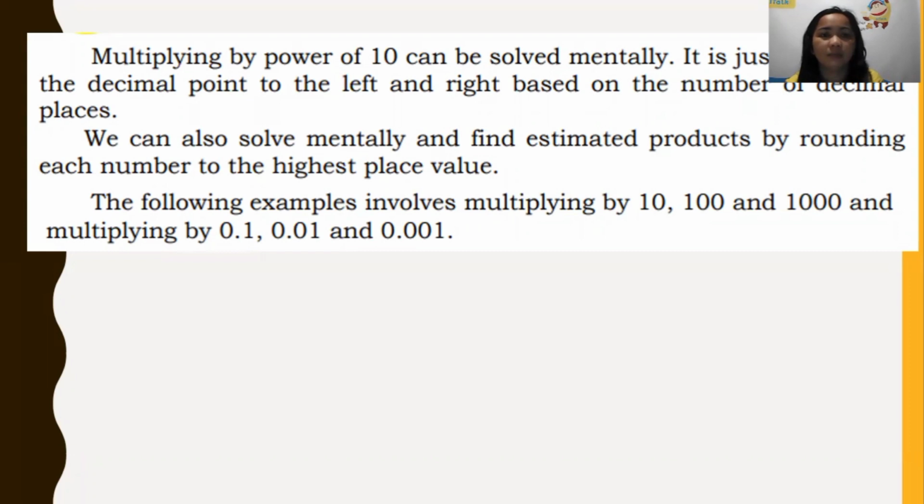Multiplying by the power of 10 can be solved mentally. It is just by moving the decimal point to the left or right based on the number of decimal places. We can also solve mentally and find estimate products by rounding each number to the highest place value. The examples involve multiplying by 10, 100, and 1000, and multiplying by tenths, hundredths, and thousandths.